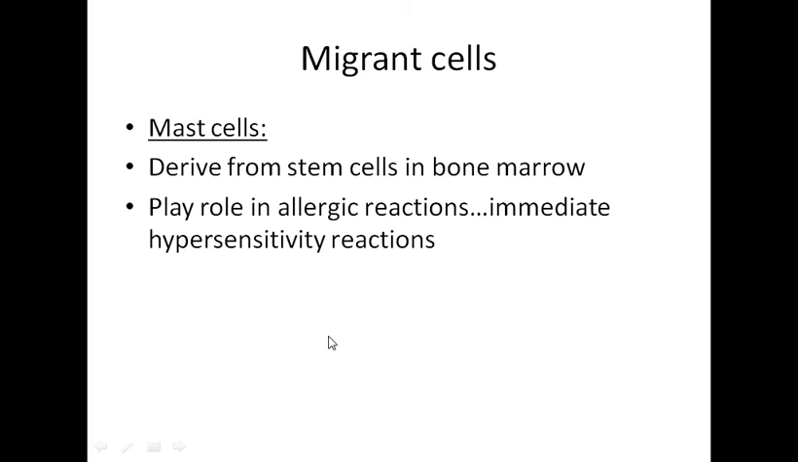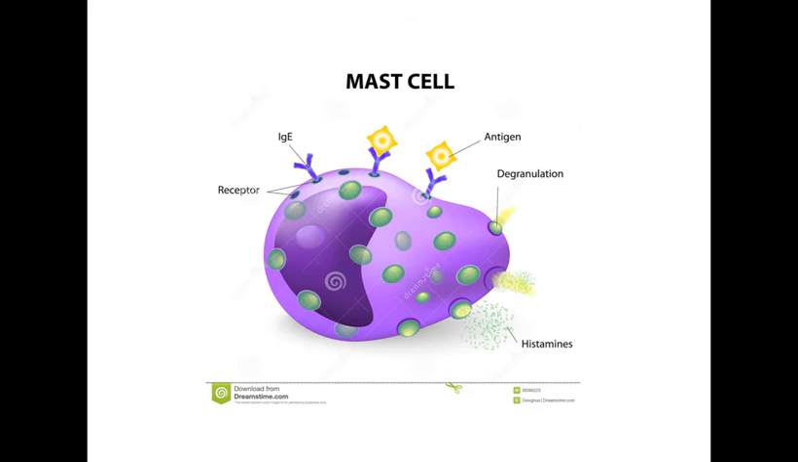Macrophages के बाद we have mast cells. These mast cells are derived from stem cells in bone marrow, and they play a role in allergic reactions, especially in immediate hypersensitivity reactions, right? So it is related to the immune system, the allergic system. This is how the mast cell appears, and this is how the antigen and antibody couple to react.